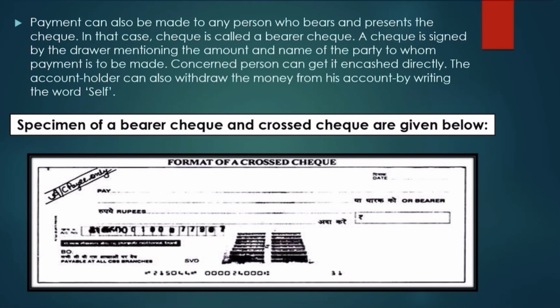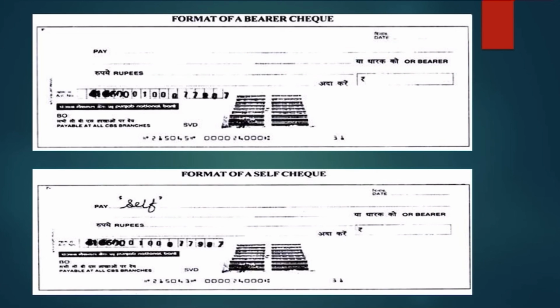Format of a cross check. Next, format of a bearer check. And lastly, format of a self check.